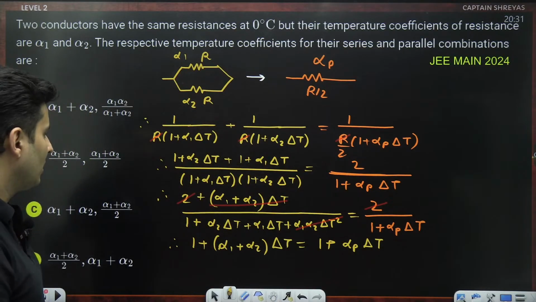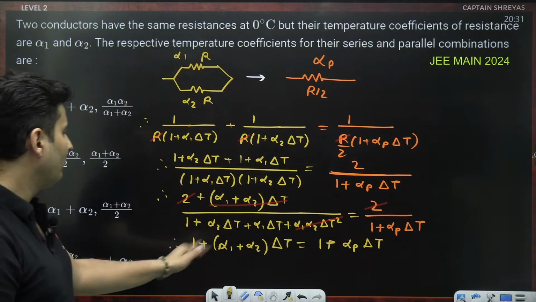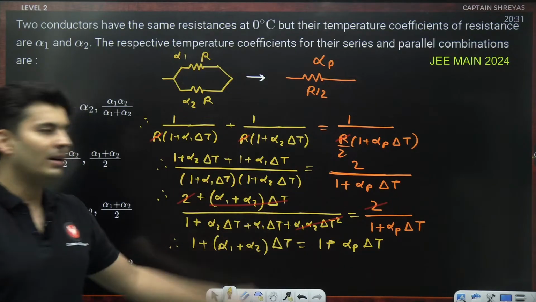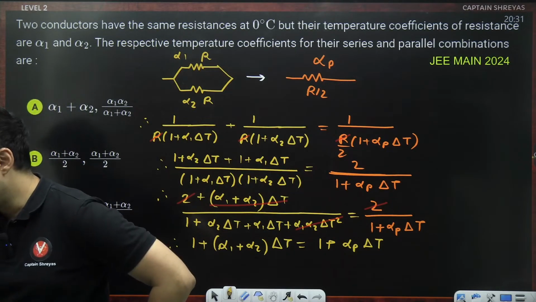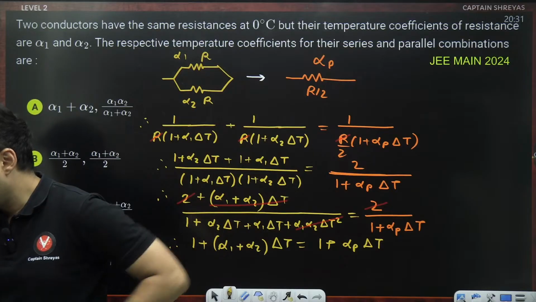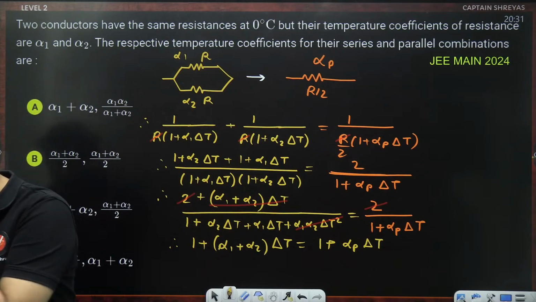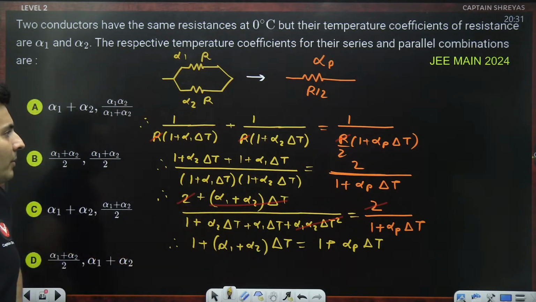Just check this out. Yes, kind of makes sense. 1, 1 cancels. What do you get alpha p as?